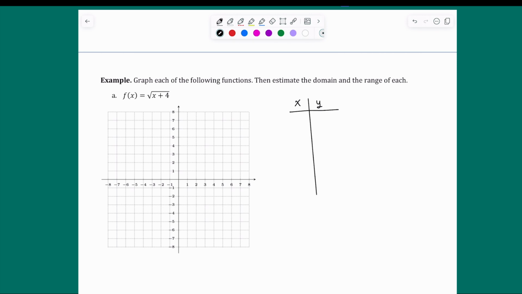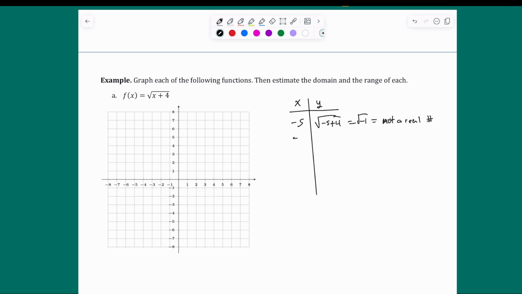You could try plugging in something like, say, negative 5, for instance, but you'll realize that once you plug in negative 5 there, you get the square root of negative 5 plus 4, which equals the square root of negative 1, which is not a real number. And so it's not part of our domain.